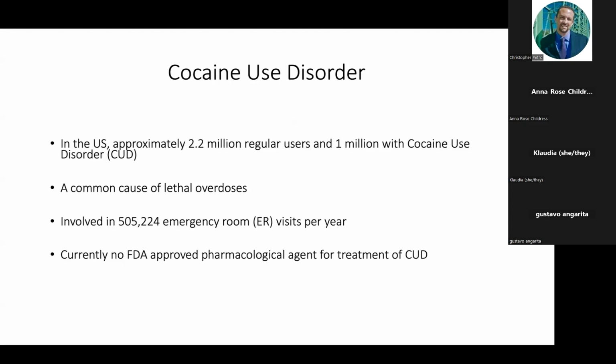And it is a common cause of visits to the emergency room, more than 500,000 visits per year. And every time, at least in New Haven, we go to the emergency room to work there, there is one patient who is under some sort of observation in the psychiatry unit in the context of cocaine use. In spite of all of this, we don't have any FDA-approved pharmacological agent for the treatment of cocaine.